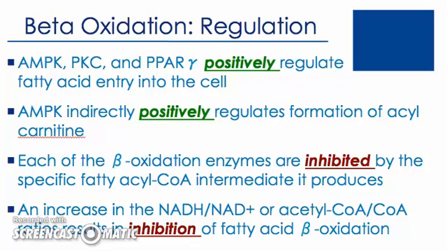This last slide reviews the regulation of beta oxidation. You can see that there are several metabolic signals involved in increasing or decreasing the activity of beta oxidation. We will focus on the third and the fourth lines here. We can see that each of the beta oxidation enzymes are inhibited by the intermediate it produces. Lastly, we see that an increase in NADH or acetyl-CoA reduces the activity of beta oxidation.